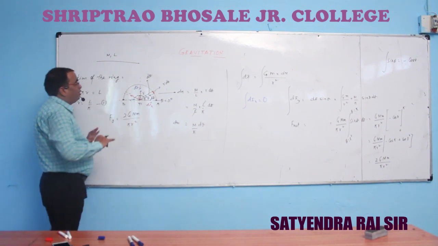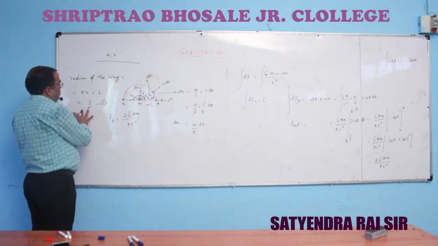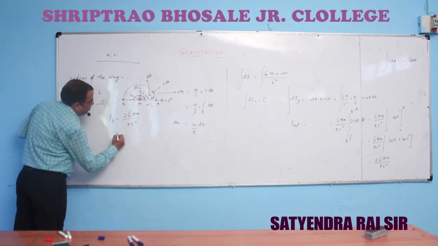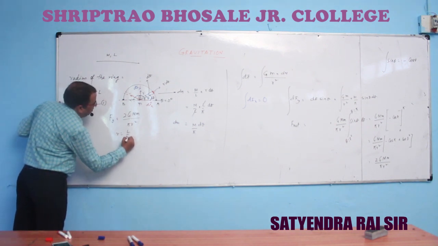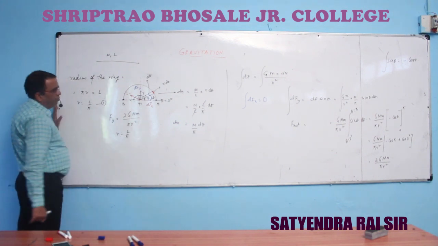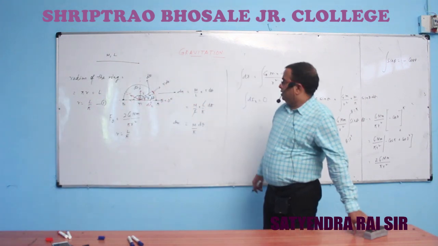Since small r was not a part of the main question, we have to replace small r here, and small r is equal to L by pi. So putting r equal to L by pi, we can find the answer F at O in terms of the quantities given. That is the problem and that is the solution.